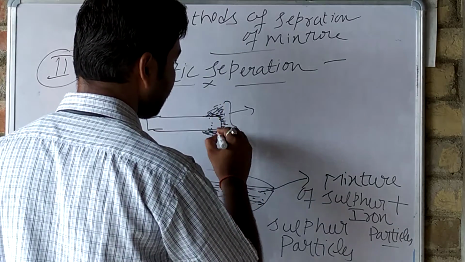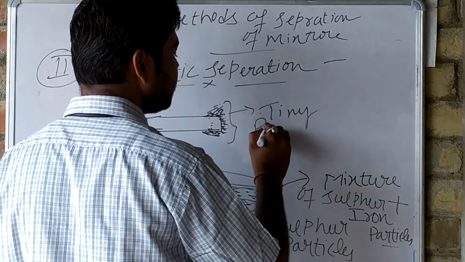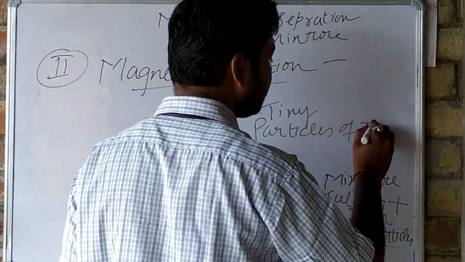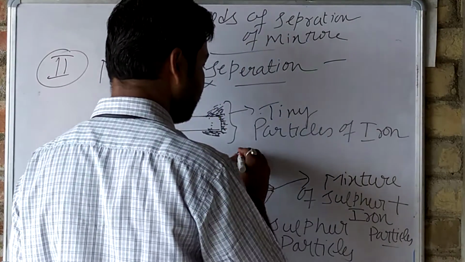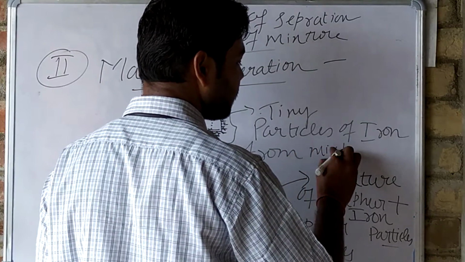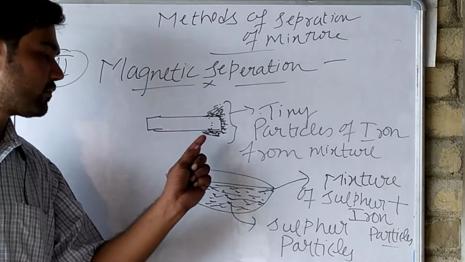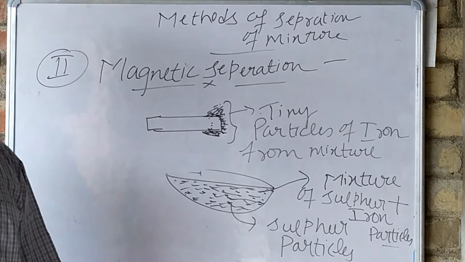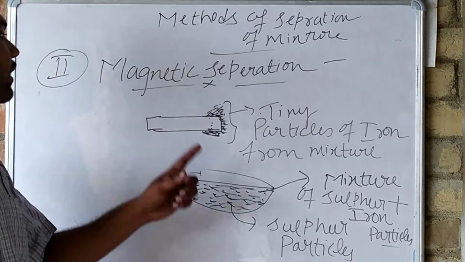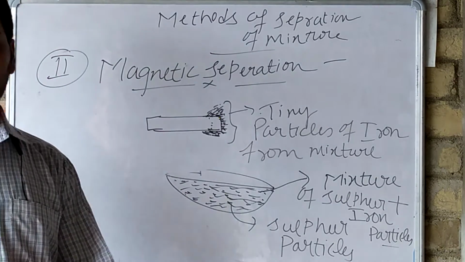What is this? This is teeny particles of iron from the mixture. So this is the process of separating iron from the mixture, known as magnetic separation.